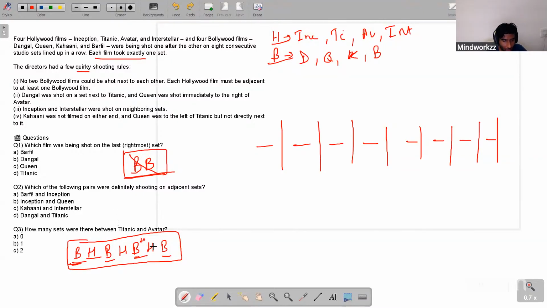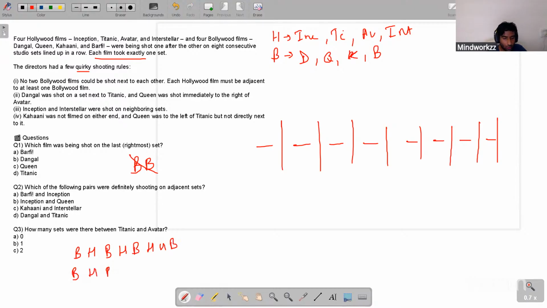Anyway, so these are the two options. One option is maybe, if I draw this properly to explain this part, there are, let's say, two Hollywood films here. The other case is that there is one Hollywood film, one Bollywood film next to each other. These are the two options. Okay, now let's move forward with the set.